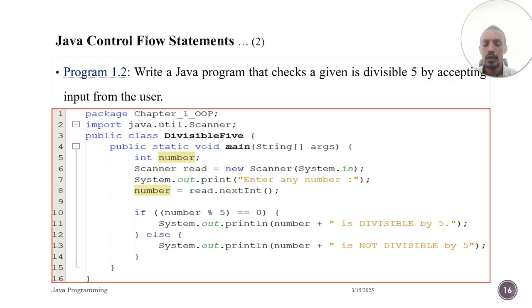If the number modulo 5 is equal to 0, if the entered number modulo 5 is equal to 0, it is divisible by 5. So what we're going to display back to the user: System.out.println number is divisible by 5. Else, here it is, else the number is not divisible by 5. Such cases, what we call branching statements. This is an if-else part.